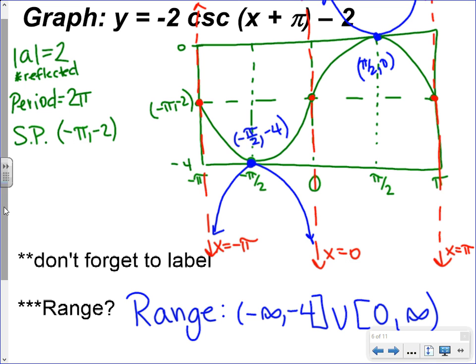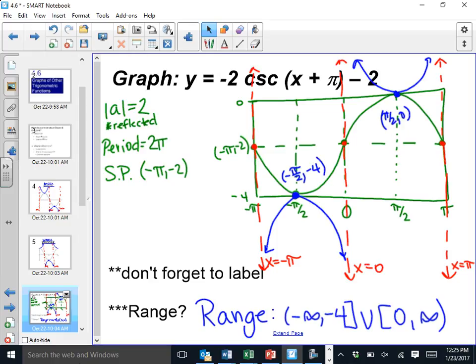Okay? It's time for lunch. When you come back, we will graph a secant curve that has been transformed.